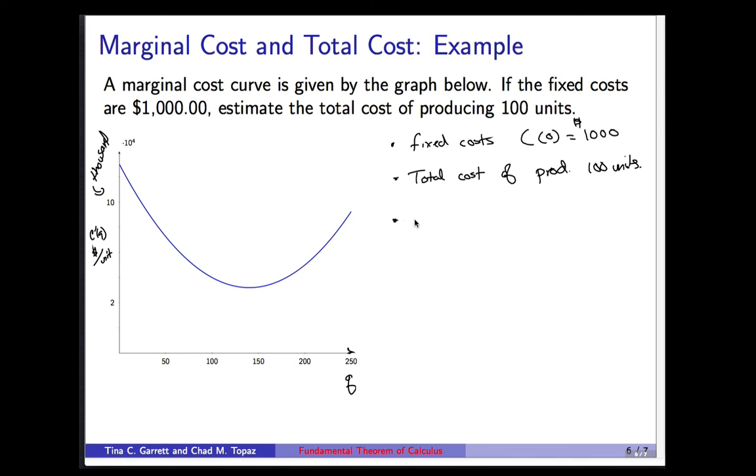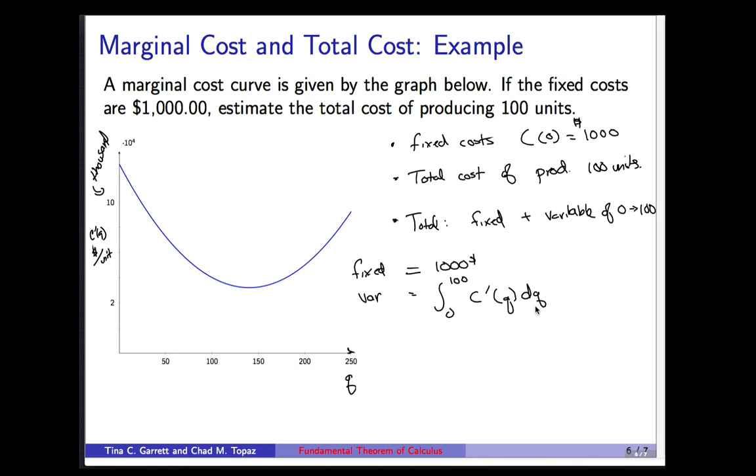Well, on the previous slide we said total cost is pretty easy. It's going to be your fixed cost plus the variable cost of going from 0 to 100 units. So in this situation, our fixed costs are the $1,000, and our variable costs are given by integrating the marginal cost. And if we look at this, you might be thinking, well, now I'm in a little bit of trouble. We don't really know what this function is. All we have is a picture.